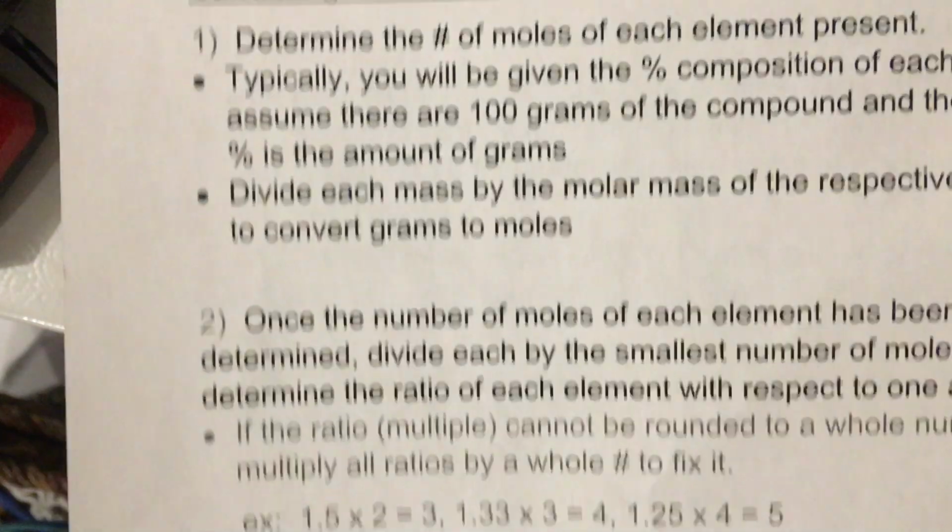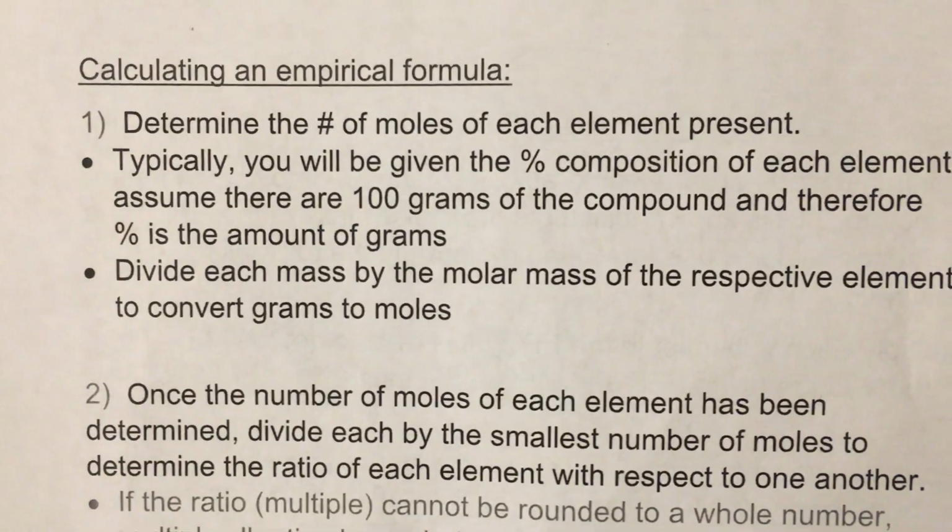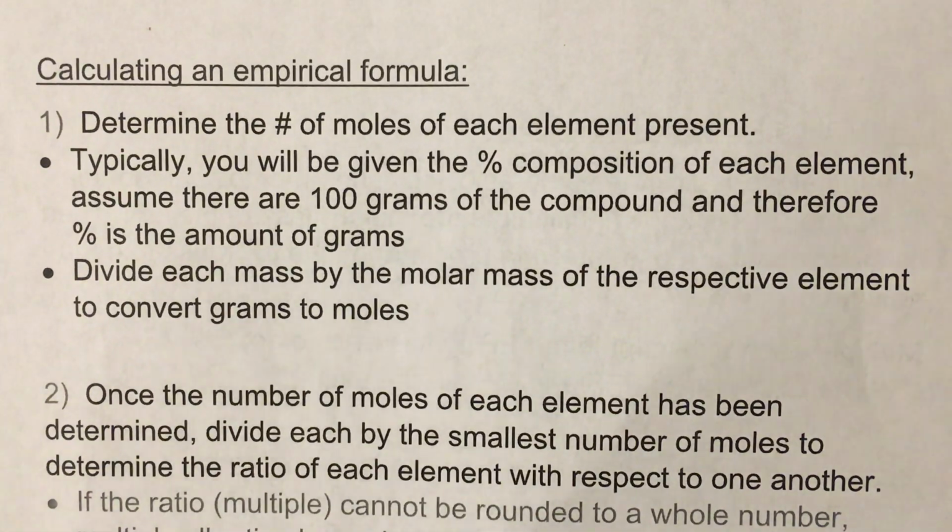To calculate an empirical formula, basically what you're going to do is operate from the percent compositions of the compound that you're given. And what you do is you pretend that those composition percentages are grams. So if you have 100 grams total, whether or not you actually have 100 grams, you can say out of 100 grams, the percentages would then be grams.